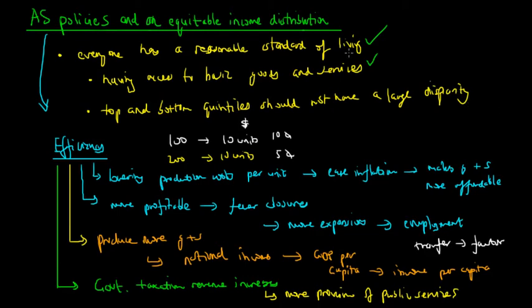And so all this will help everyone achieve a reasonable standard of living. And this all stems back to this idea that efficiency has been promoted by these aggregate supply side policies. So as we can see, aggregate supply policies can help achieve a more equitable distribution of income so that everyone can have a reasonable standard of living.